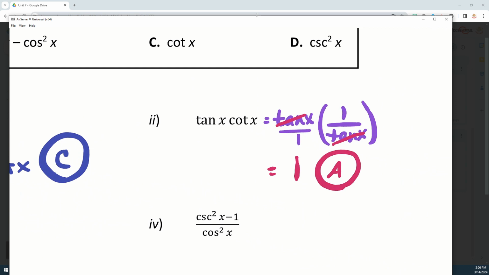And also, the more of these we do, you're going to recognize that anytime you multiply reciprocals, you are going to get 1. Just like with numbers. When you multiply numbers that are reciprocals, you get 1. The same thing happens with trig functions.